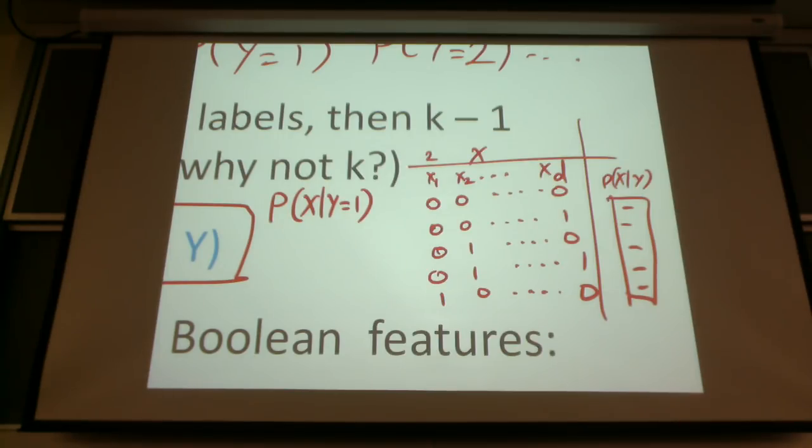You need a completely different table for p of x conditioned on y equals 0. So you need twice the number of things. If you have k labels, you have k times the number of things. So you have an exponential number of parameters. Other questions?